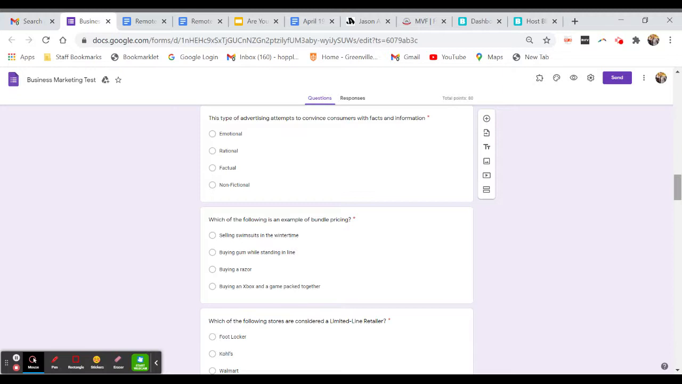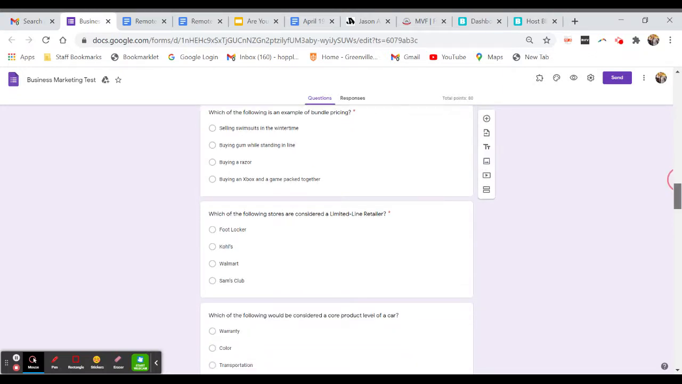This type of advertising attempts to convince consumers with facts and information. Emotional, rational, factual, or non-fictional? Which of the following is an example of bundle pricing? Selling swimsuits in the wintertime, buying gum while standing in line, buying a razor, or buying an Xbox and a game packed together?